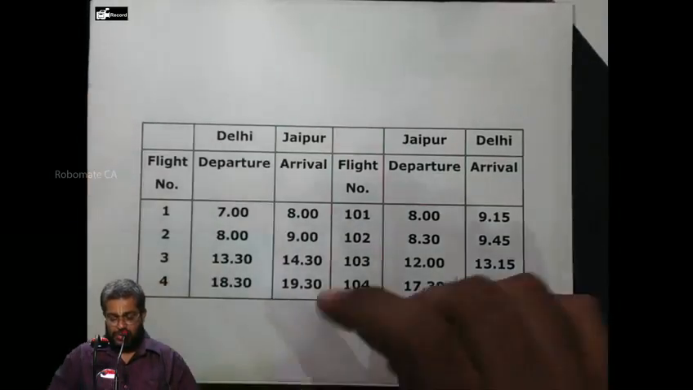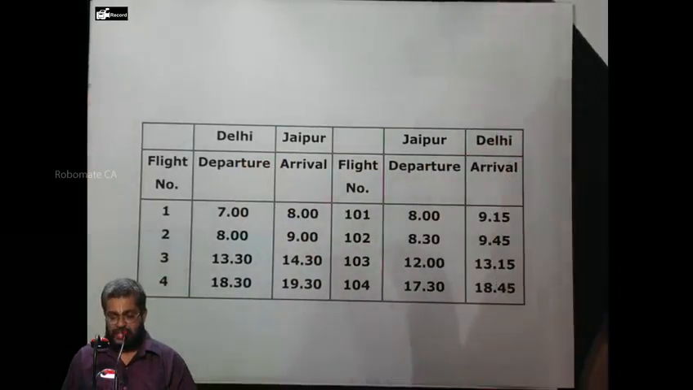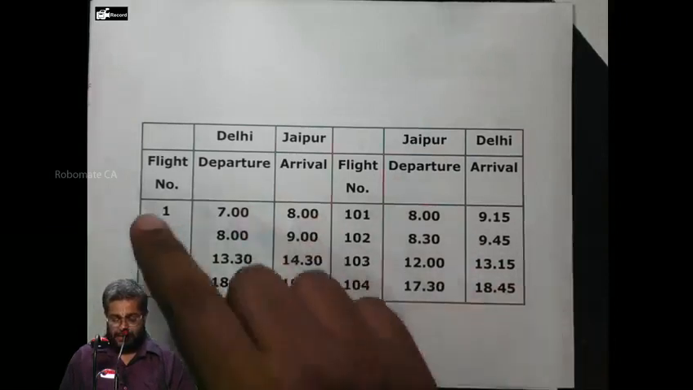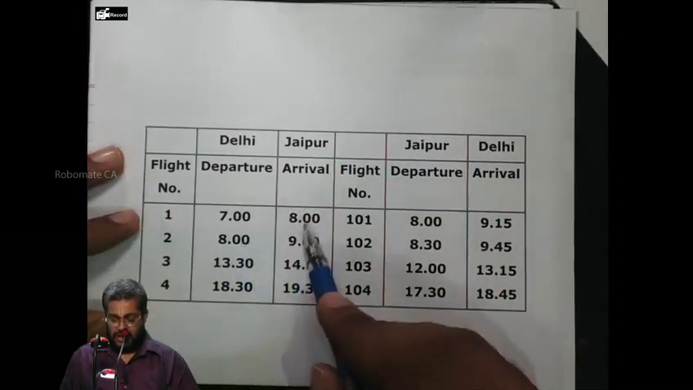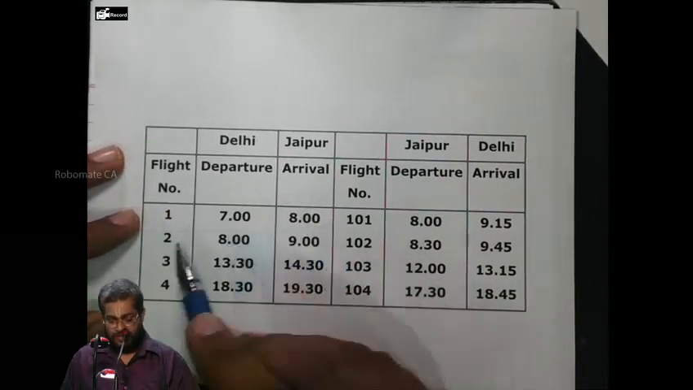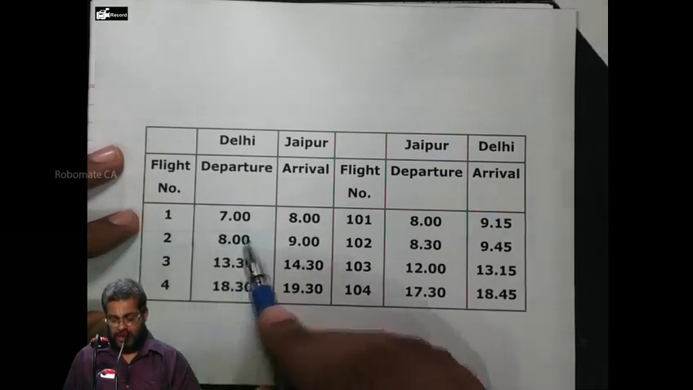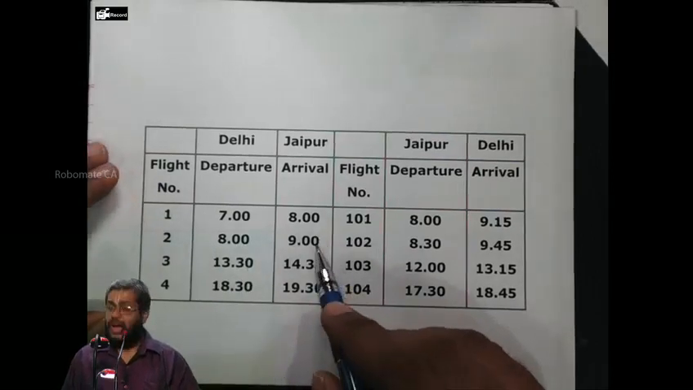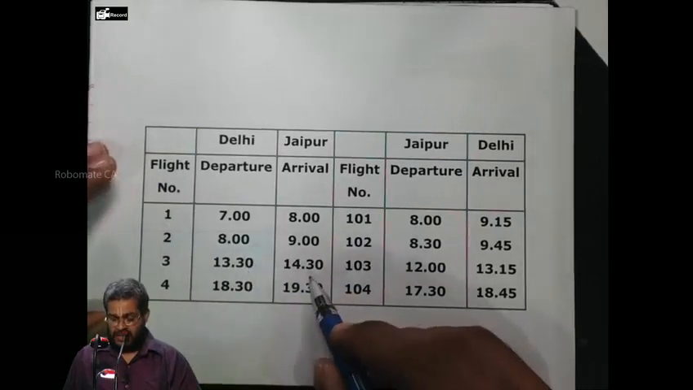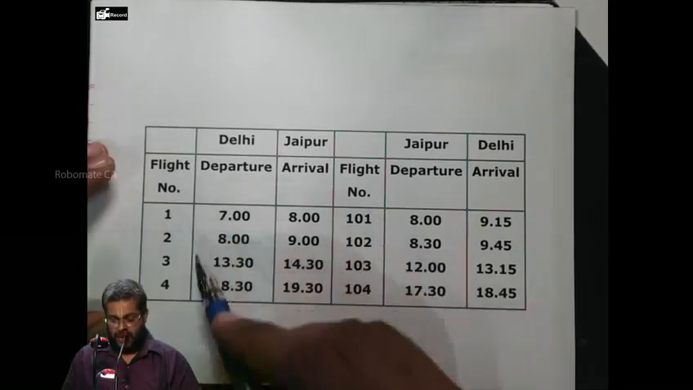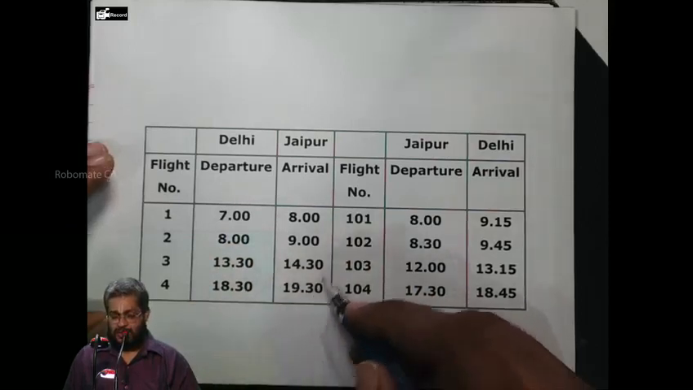So they have given you Delhi to Jaipur and Jaipur to Delhi, the two cities where the flights are shuttling. Flight number 1 starts from Delhi at 7 o'clock and reaches Jaipur at 8 o'clock. Flight number 2 starts from Delhi at 8, reaches Jaipur at 9. Flight 3 starts from Delhi at 13:30, reaches Jaipur at 14:30. Flight 4 starts at 18:30 from Delhi, reaches at 19:30.